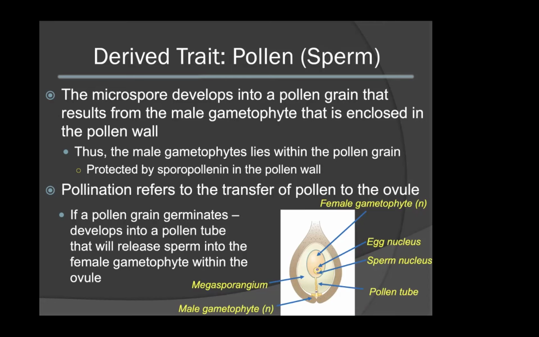Note in the image below we have the presence of the male gametophyte as well as an established pollen tube. The sperm will then travel into the pollen tube to eventually reach the egg. In this instance, we have a nucleus from both the egg and sperm prior to fusion. This is all occurring within the megasporangium.